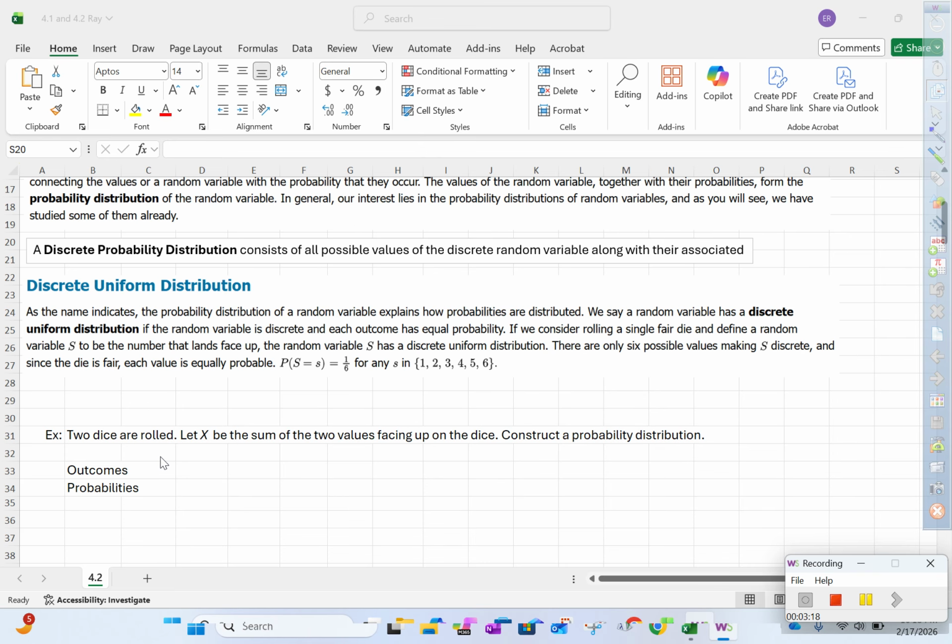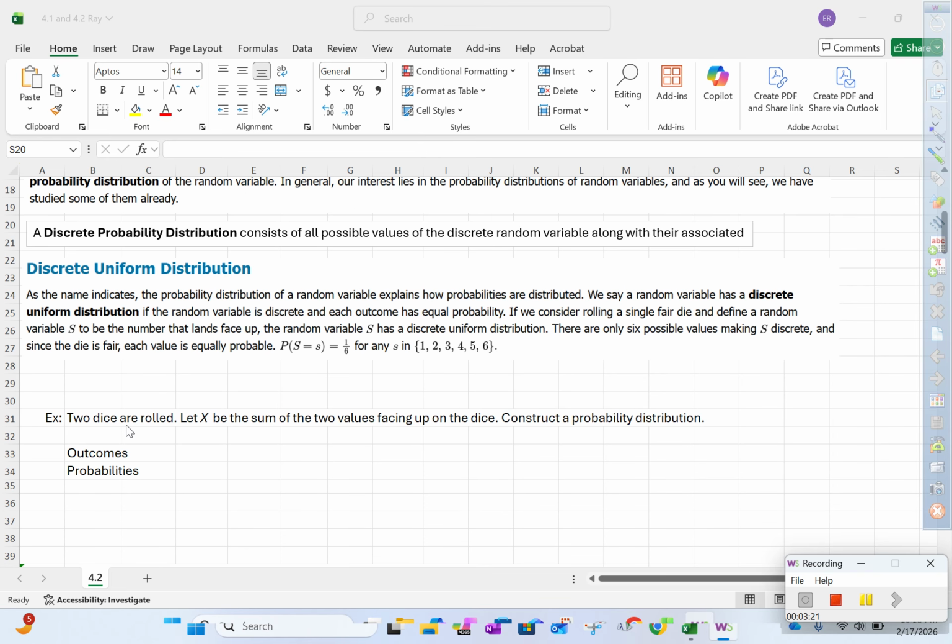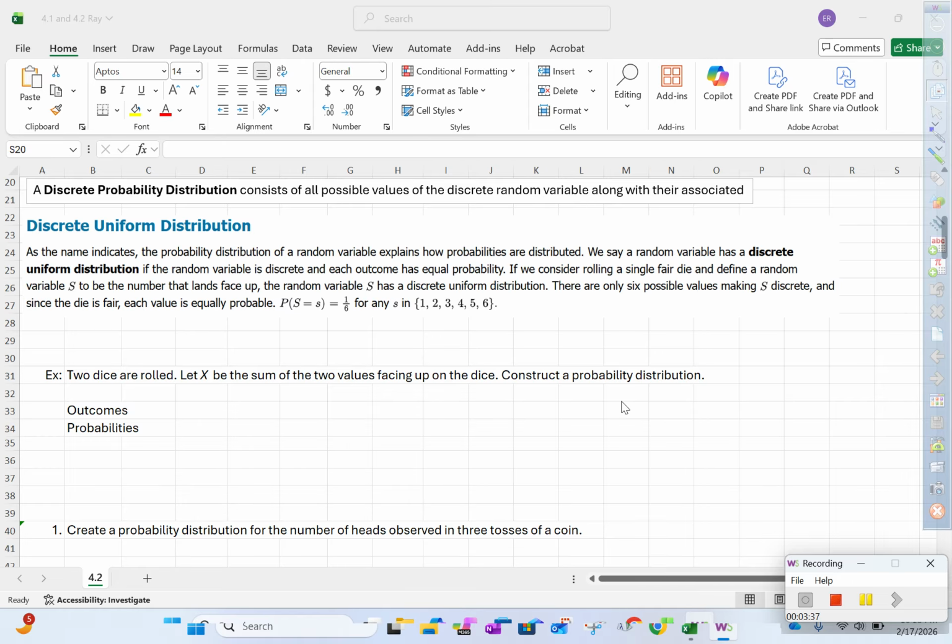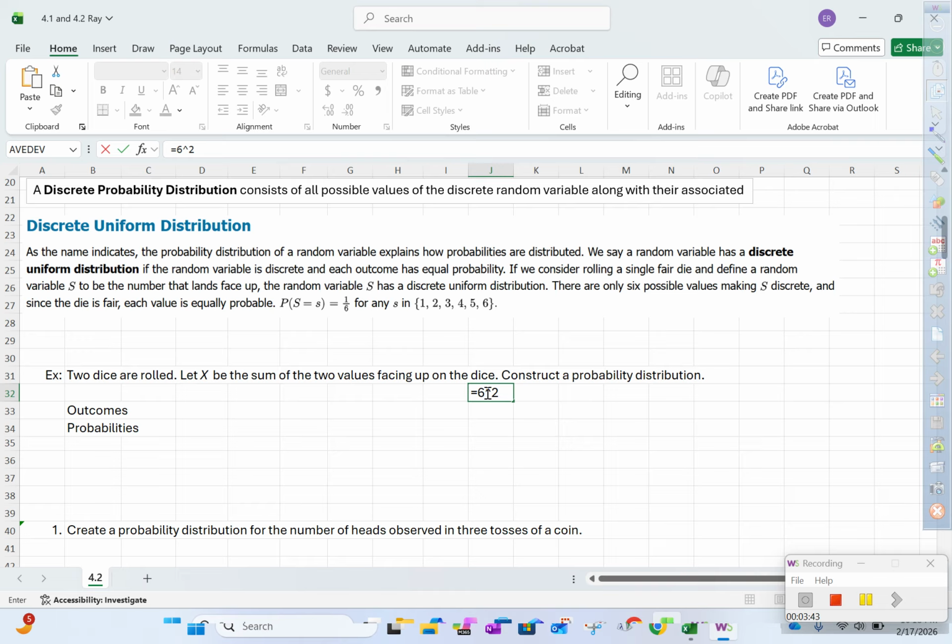So let's look at an example here. Two dice are rolled, and we're going to let X, our random variable, represent the sum of the two values that face up on the dice. So this one is not uniform because we're talking about the different sums that are possible. So if you remember a situation where you're rolling two dice, we have 36 different outcomes. That comes from, there are 6 outcomes for the first die, and repeated twice, 6 outcomes for the next one, so there's 36 total.